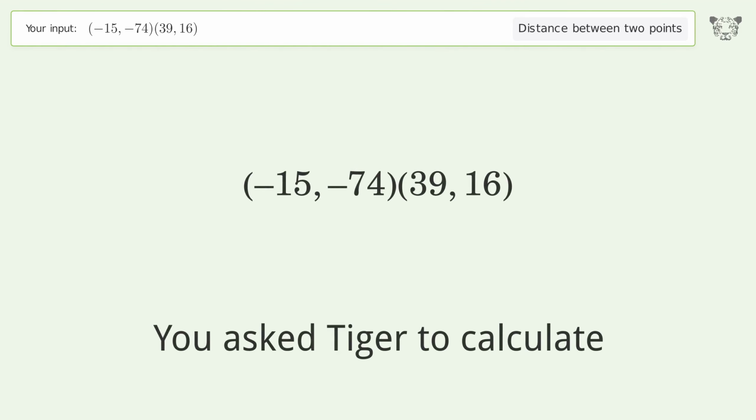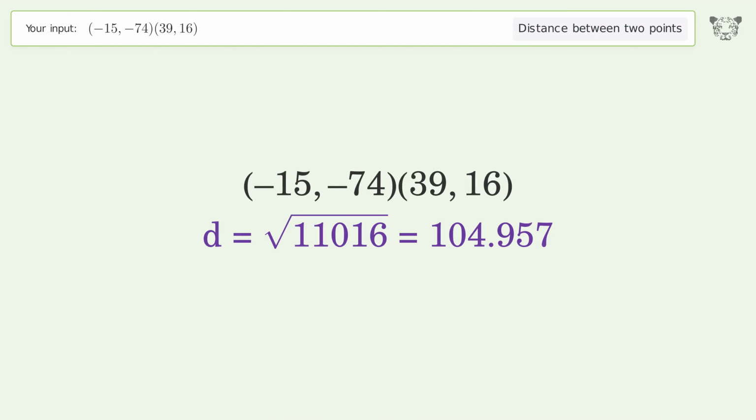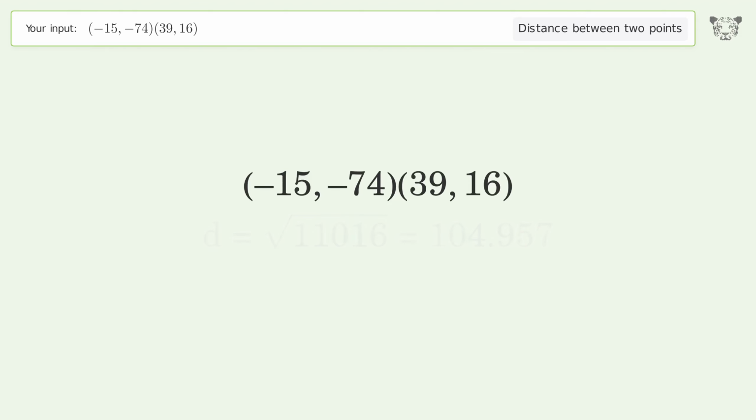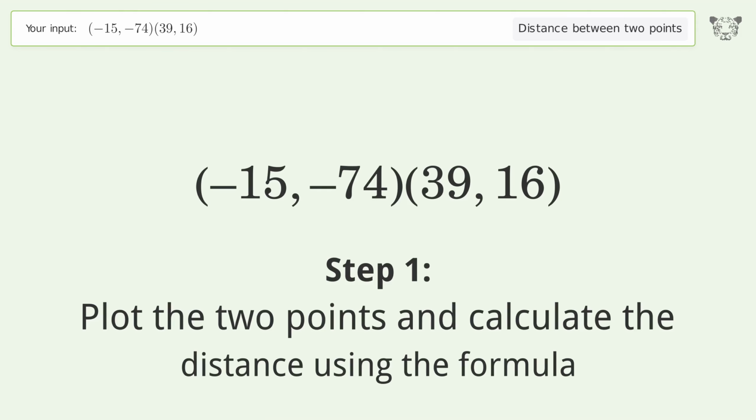You ask Tiger to calculate. This deals with the distance between 2 points. The distance between the 2 points is the square root of 11,016 or 104.957. Let's solve it step by step. Plot the 2 points and calculate the distance using the formula.